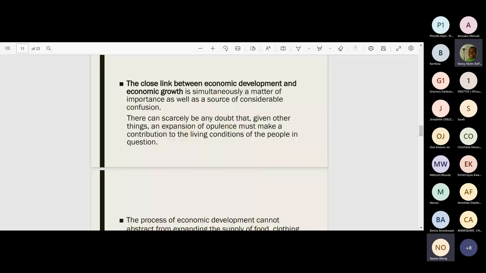The close link between economic development and economic growth is simultaneously a matter of importance as well as a source of considerable confusion. There can scarcely be any doubt that, given other things, an expansion of opulence must make a contribution to the living conditions of the people in question.